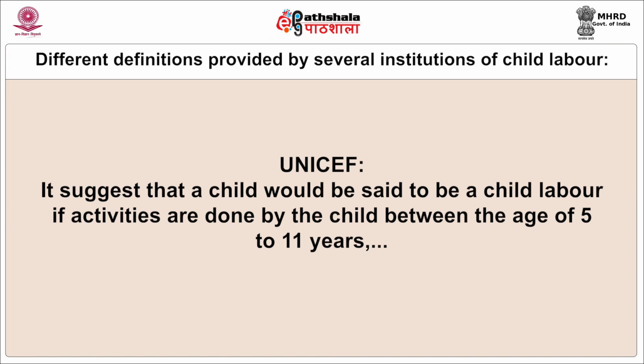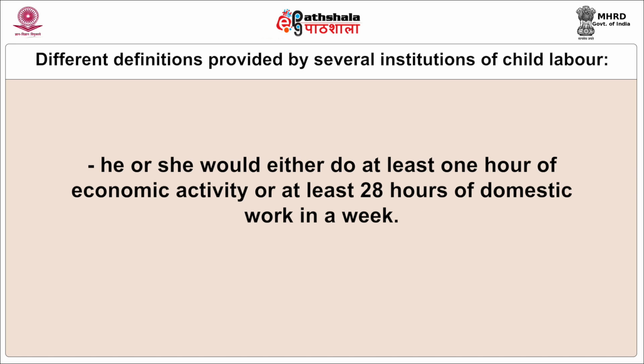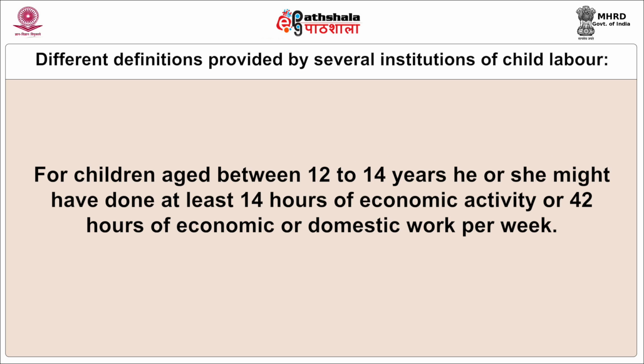UNICEF suggests that a child would be said to be in child labour if activities are done by the child between the age of 5 to 11 years. He or she would either do at least 1 hour of economic activity or at least 28 hours of domestic work in a week. For children aged between 12 to 14 years, he or she might have done at least 14 hours of economic activity or 42 hours of economic or domestic work per week.